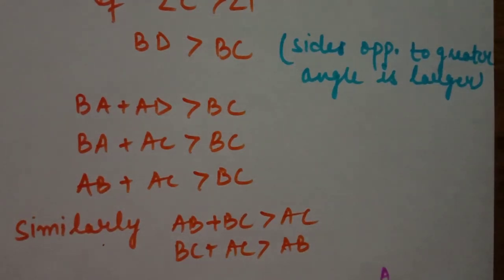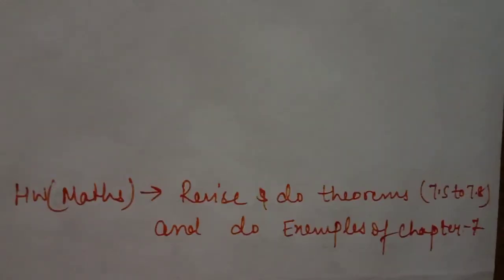Now your homework. Today's homework is to revise and do theorem 7.5 to 7.8 and do the examples of chapter number 7. So students, you have to revise all these theorems and do the examples in your practice notebook and then send it to me.